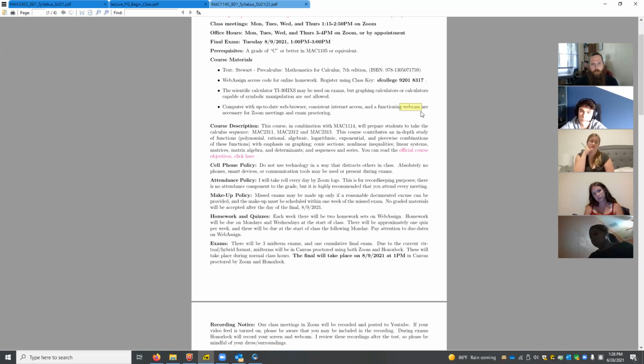Other things you need: a functioning webcam. You're not required to have your camera on during class, but you are absolutely required to have it on during your exams. I'll talk about how we're going to proctor exams a little bit later, but you must have a functioning webcam for this class.